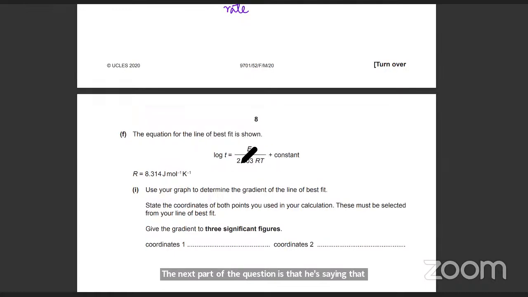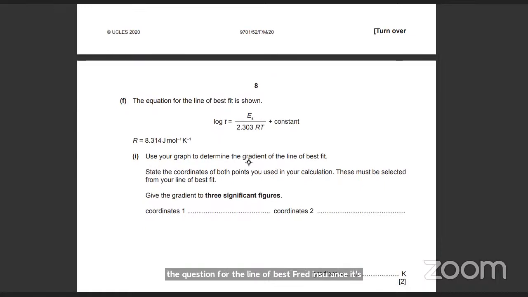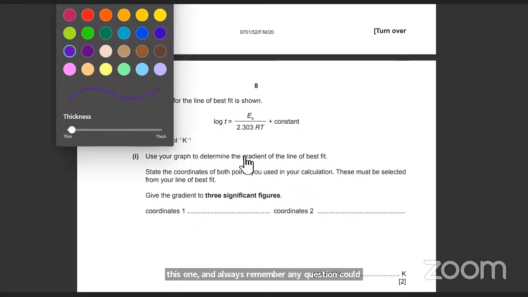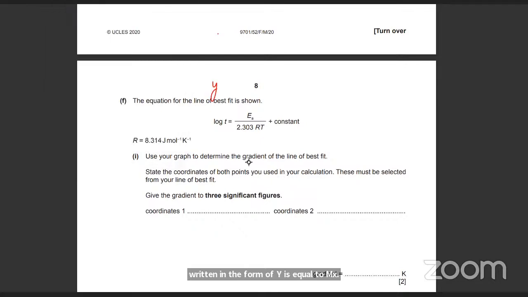It's this one. And always remember, any equation could be written in the form of y is equal to mx plus c. So this is y, this is mx plus c, which is a constant. So y over here is log of t. So what is the value of m? M is actually 1 over t. You had plotted log of t versus 1 over t. So that 1 over t is basically your x.